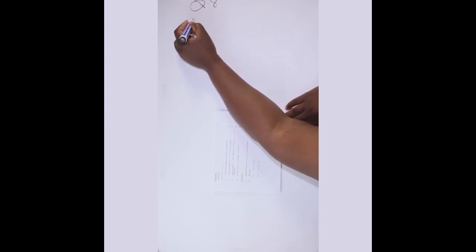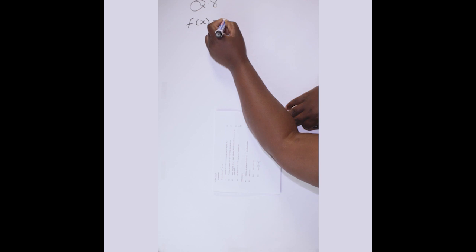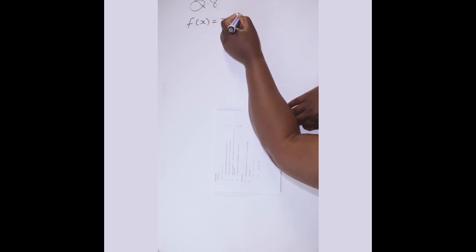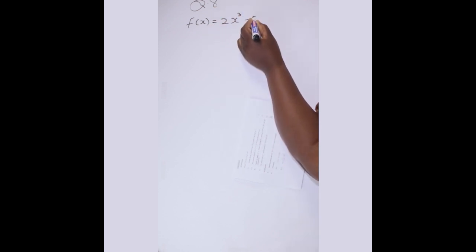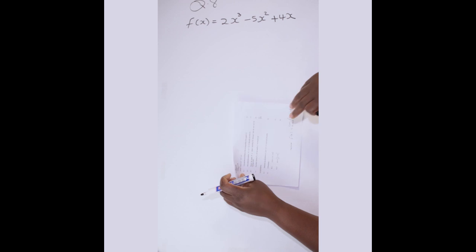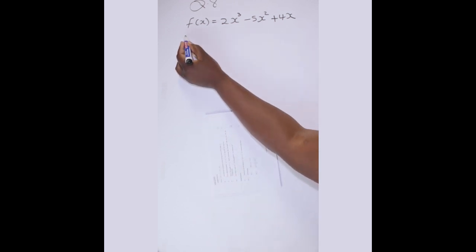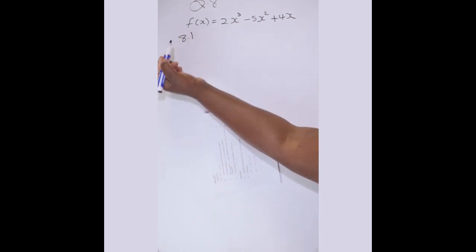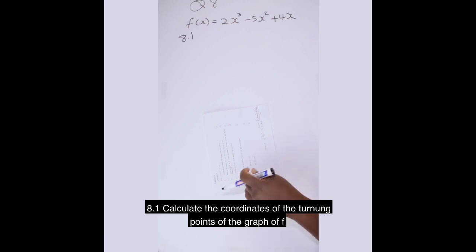Okay, the equation that we are given is f of x equals 2x to the exponent 3 minus 5x squared plus 4x. What a nice question. I like this one. Now, 8.1 says, calculate the coordinates of the turning point of the graph of f.